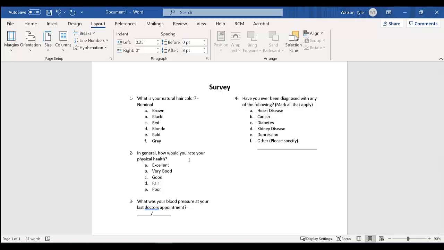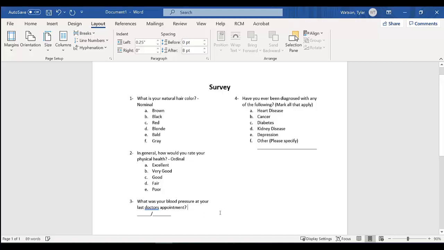This question would be an ordinal data type. Ordinal data type is categorical data that has some kind of rank order, even though the distance from one to the next is not equal. Excellent, very good, good, fair, poor. This general health question has been validated on a lot of surveys.